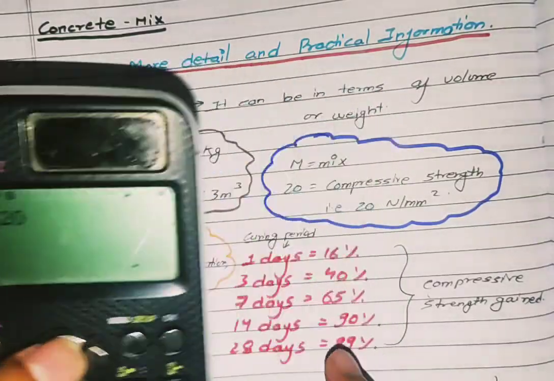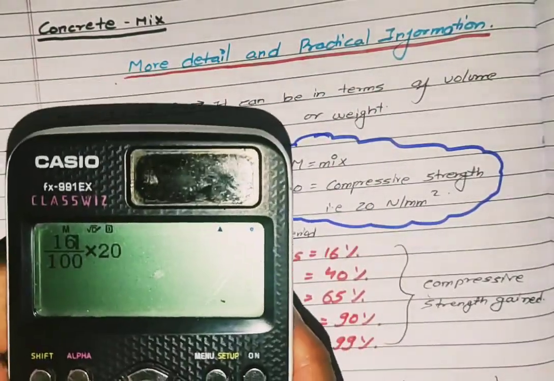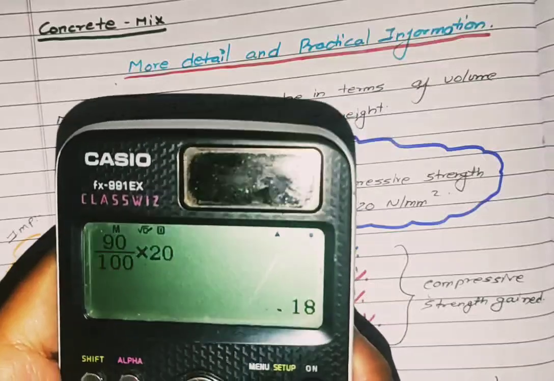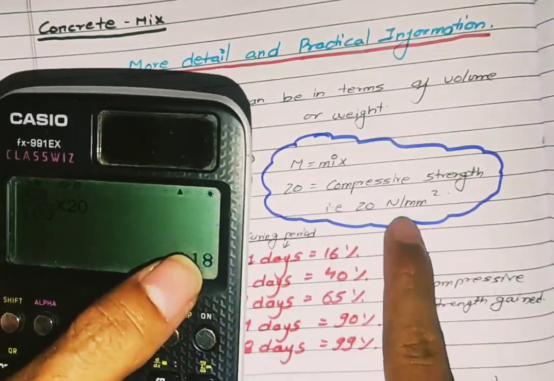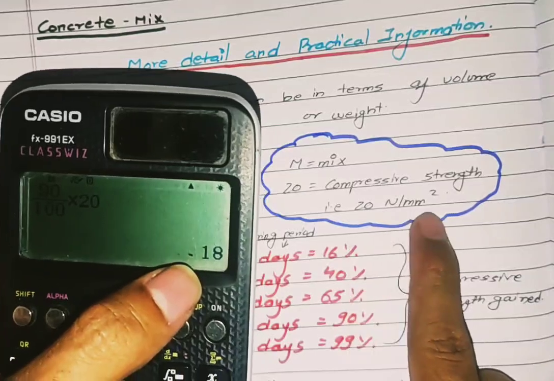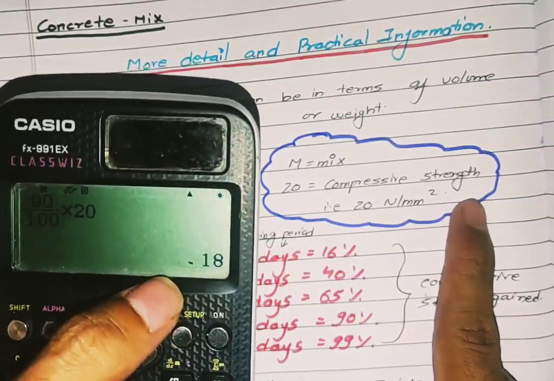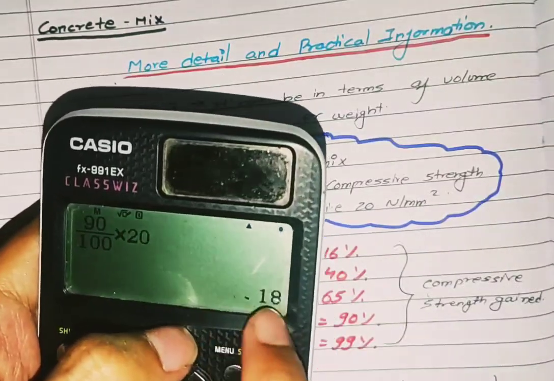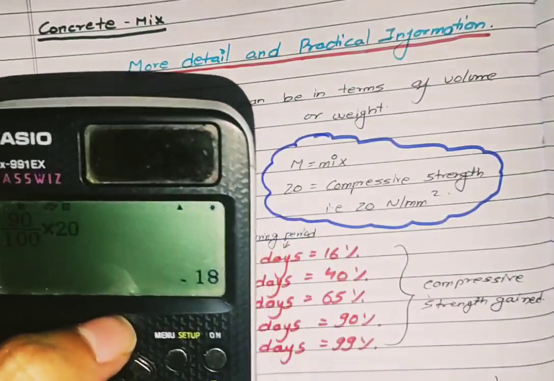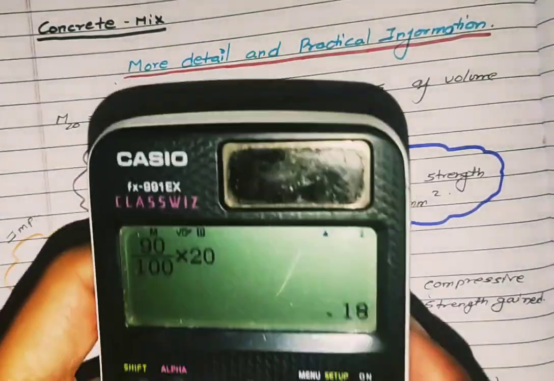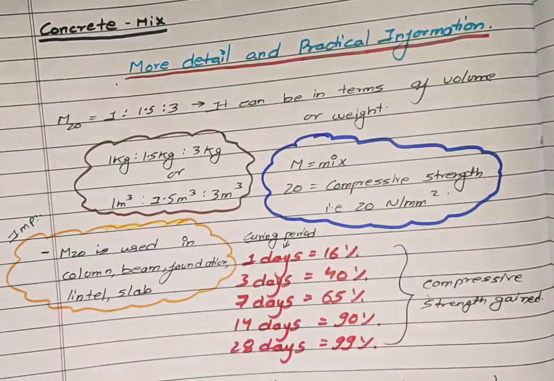Likewise, in 14 days we have 90%. Then in 14 days we get 90% of 20, which is 18 Newton per mm square of compressive strength. This is calculated by testing, like the cube test is done, and we get this information practically.